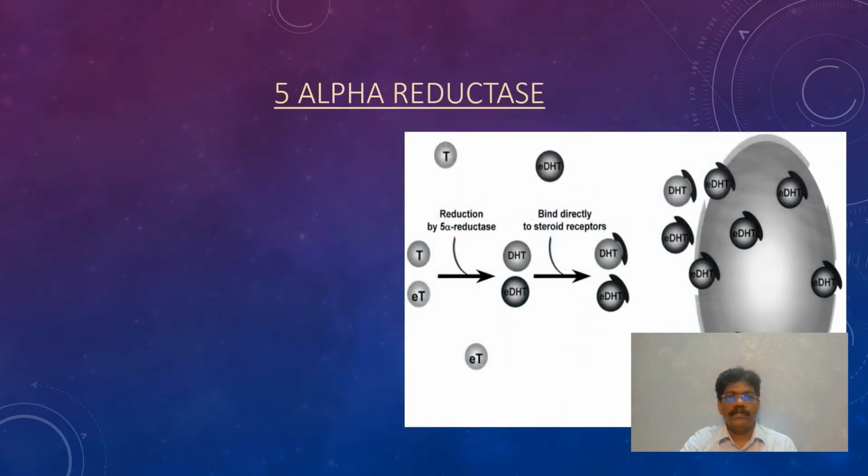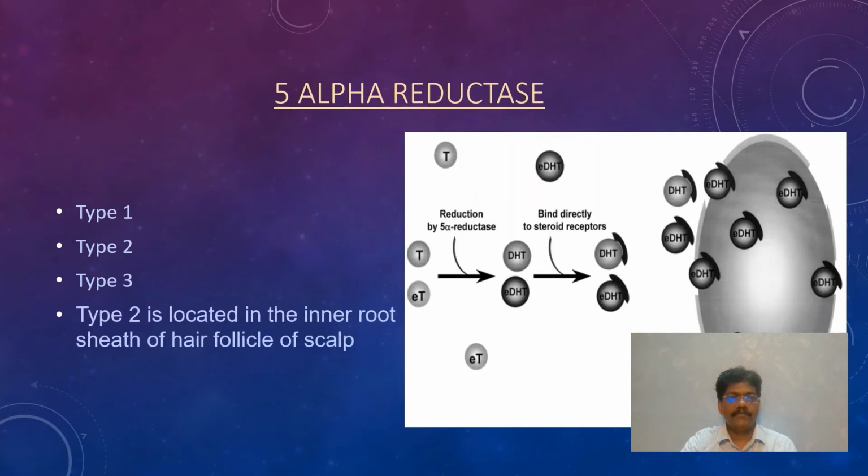So, what is this enzyme? There are three subtypes of this enzyme: type 1, 2, and 3. Finasteride, the commonly used drug, is a type 2 blocker. Dutasteride blocks all three subtypes.